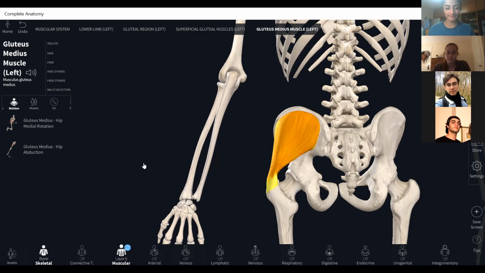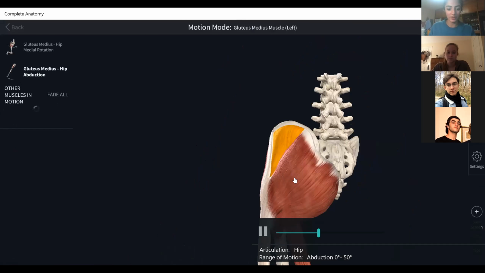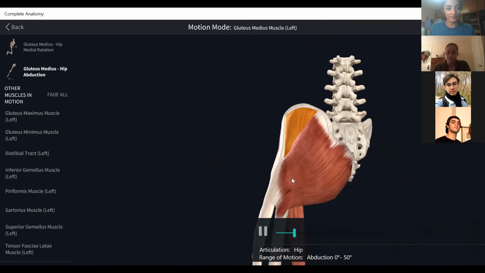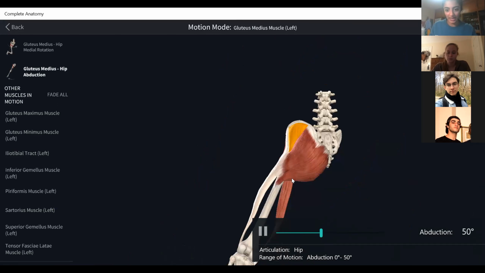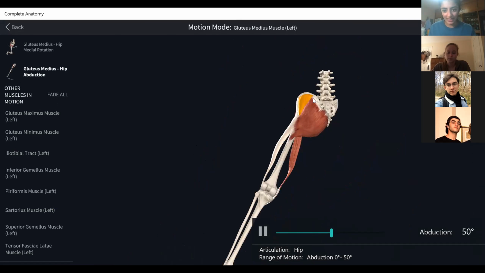If it loads. I think it's loading. Oh, there it goes. Okay, so abduction, right? This is taking our leg out to the side, abducting it. And we can see that really clearly.